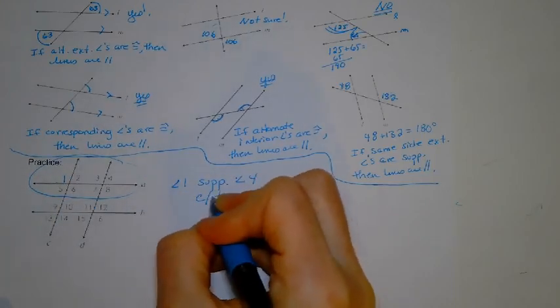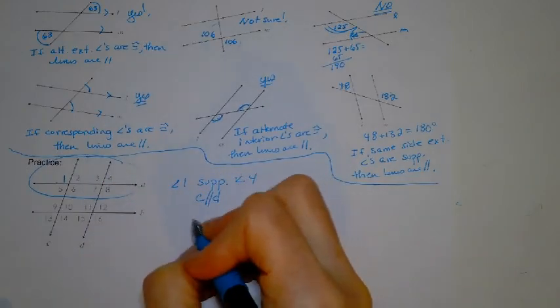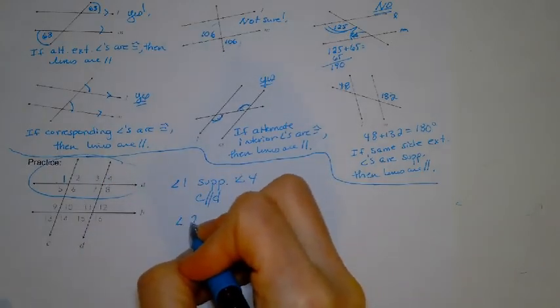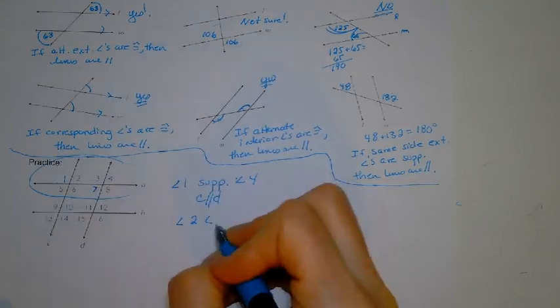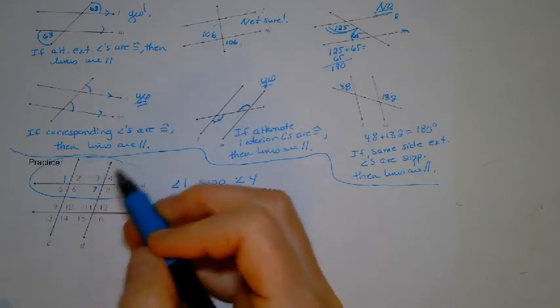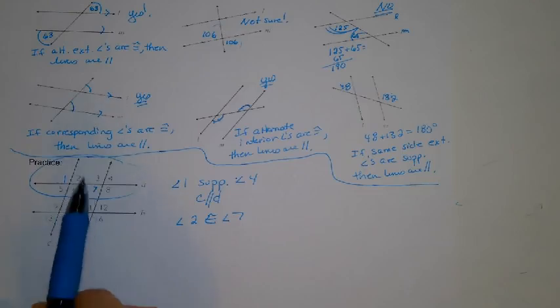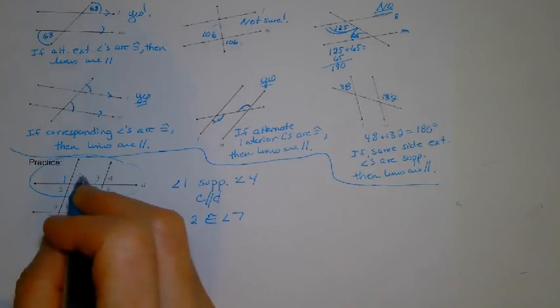Okay, let's look at angle 2 and angle 7. I'm going to tell you that those two are congruent. Angle 2 is congruent to angle 7. So if angle 2 is congruent to angle 7, are these alternate interior angles? Yes, these are alternate interior angles, and they are congruent. So if these two angles are congruent, then these lines are parallel. C again is parallel to D.